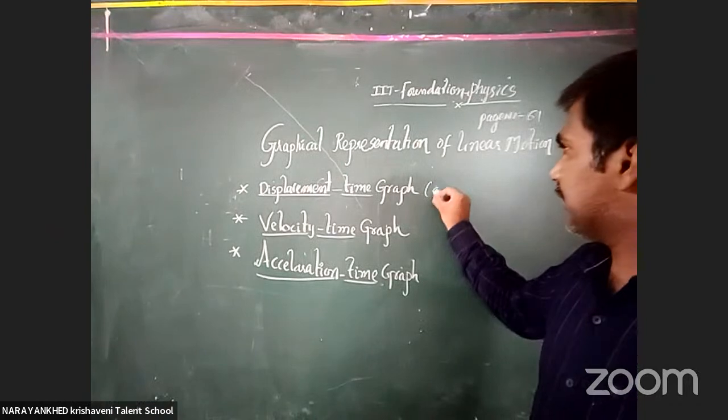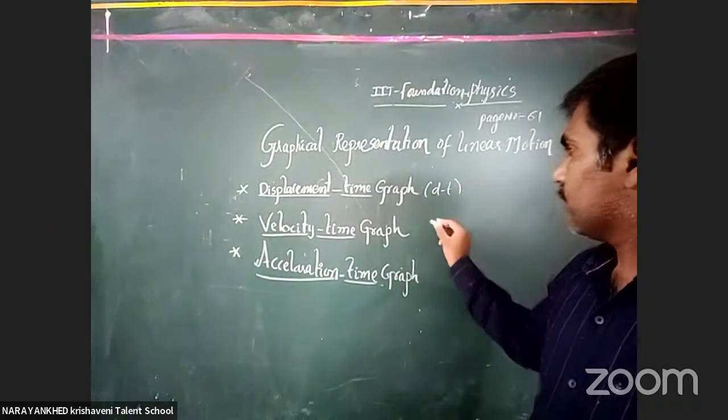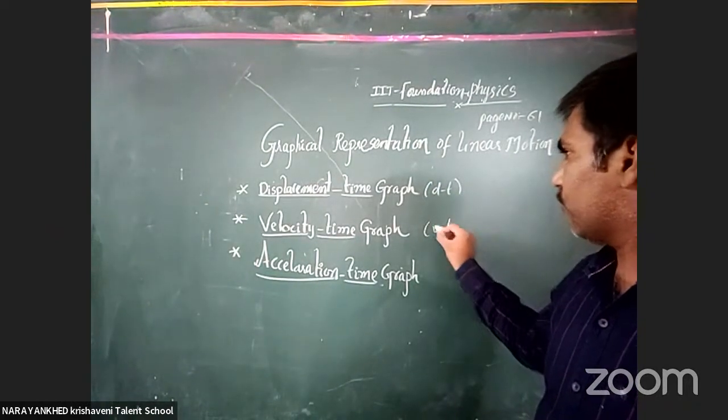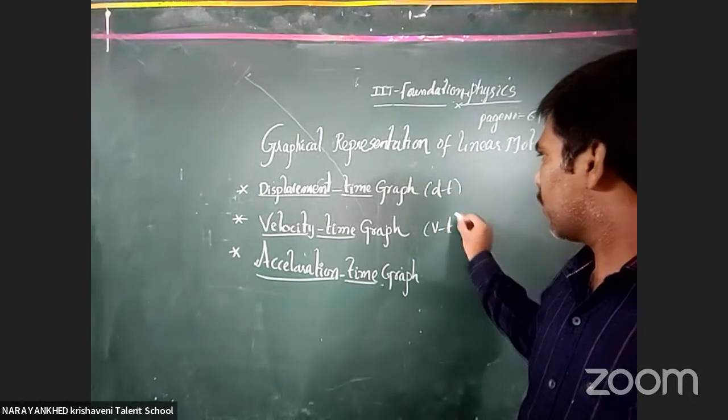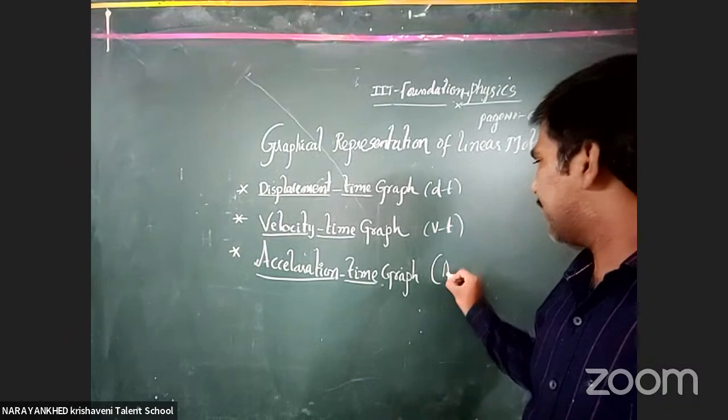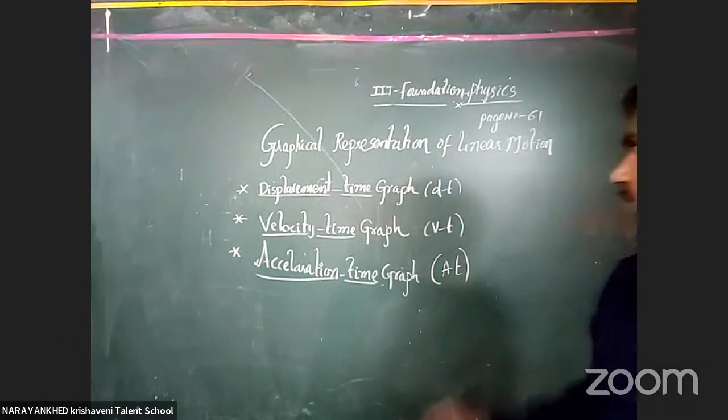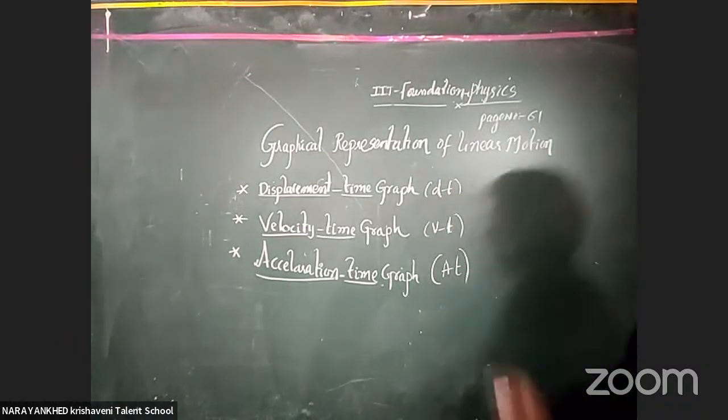This is called a DT graph. This is called a VT graph. And this is called an AT graph, sometimes an acceleration graph also.